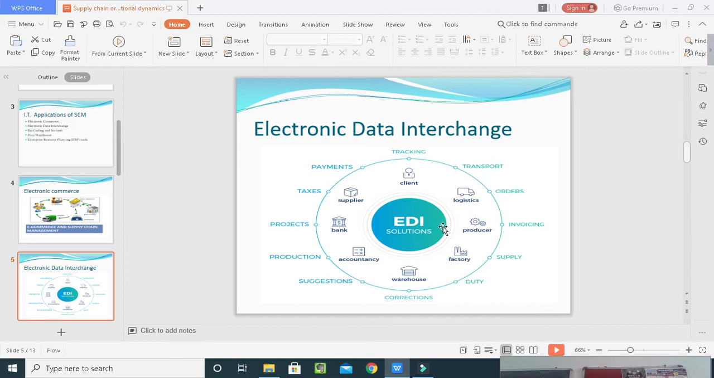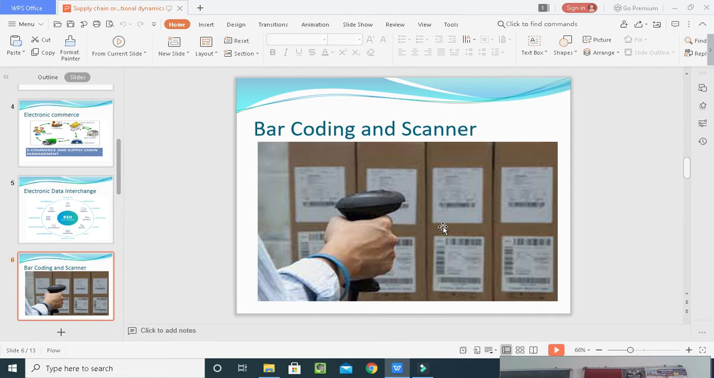Next one is barcoding and scanning. Barcode scanners are the most visible in the checkout counter of a supermarket. The code specifies the name of the product and its manufacturer. Other applications are tracking moving items such as components in PC assembly operations, automobiles and assembly plants.